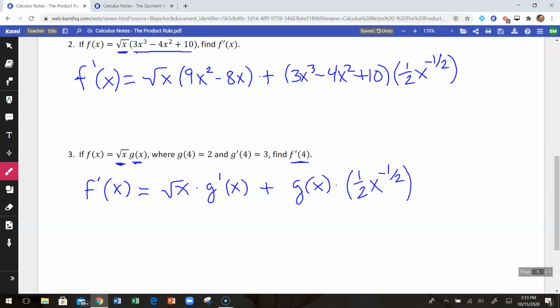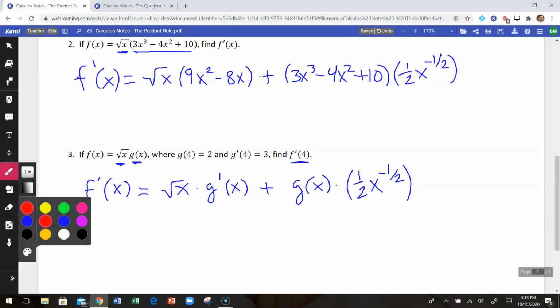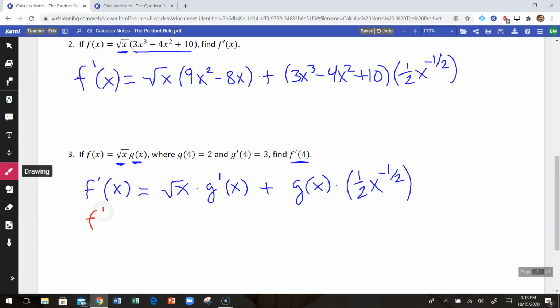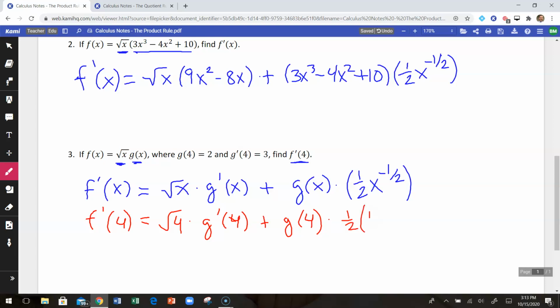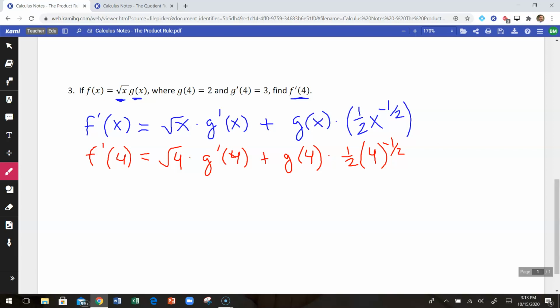Okay, then it asks me to find f prime of 4. Well, that means I need to go through and plug in 4 for all of these x's. So f prime of 4 is going to be the square root of 4 times g prime of 4 plus g of 4 times 1/2 times 4 to the negative 1/2 power. Okay, so if we evaluate this, the square root of 4 is 2. g prime of 4, it tells me that g prime of 4 is 3.